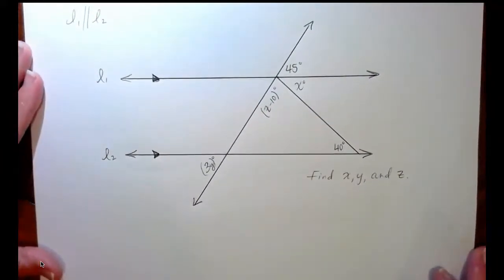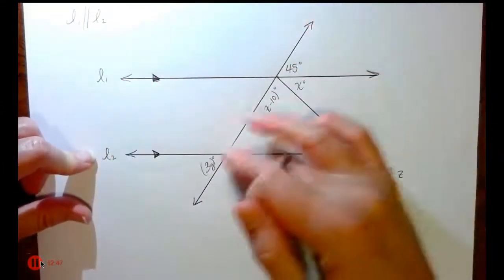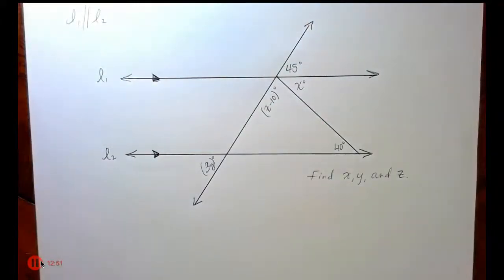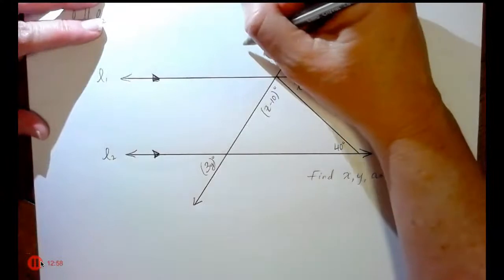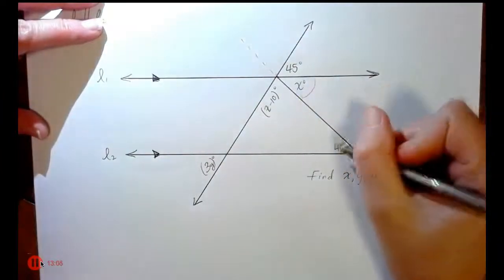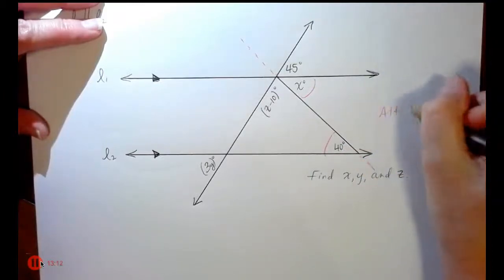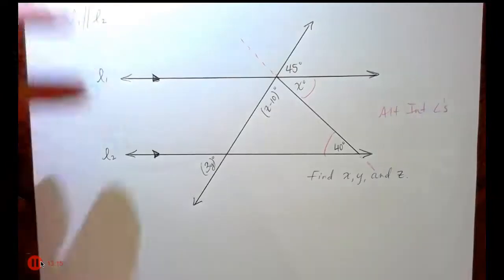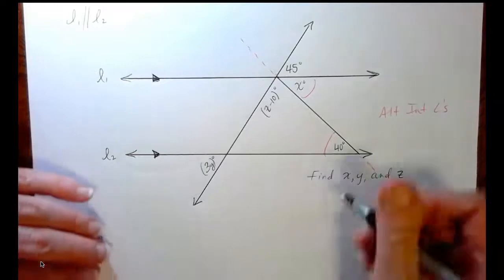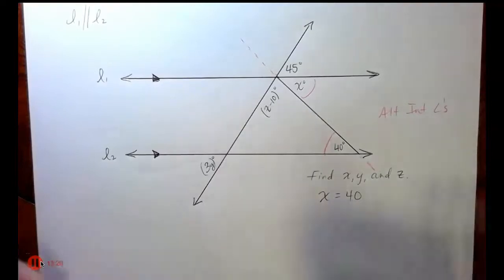Last, a little parallel line problem. Parallel lines L1 and L2 are cut by the transversal here, forming a triangle. Let's take a look at what we know must be true based on our knowledge of parallel lines. With this auxiliary line that I'm drawing in, we can see a little bit more about these two angles. Angle X and this angle labeled 40 are alternate interior angles, and alternate interior angles formed between parallel lines are congruent. So we know that X is 40.